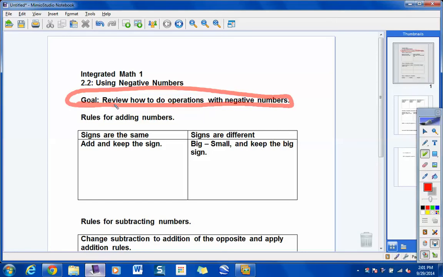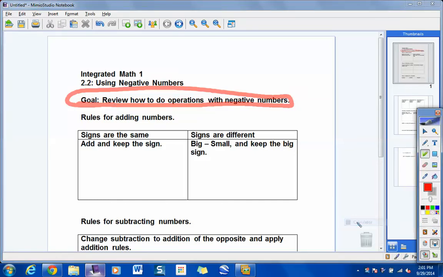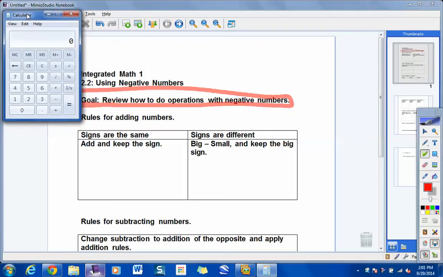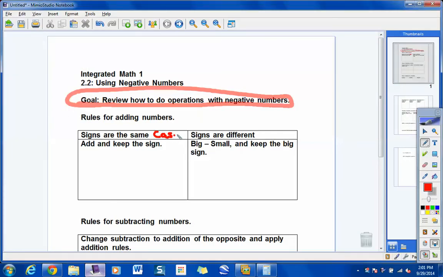Just going to jump right into this, guys. Why don't you pull your calculator up? I'll grab mine here. I want to come up and verify some of these rules right here, okay? First thing I've got up here is rules for adding numbers, and for rules of adding numbers, there's two cases. Case one, where the signs are the same. Or else if I'm adding two numbers, the signs might be different here, right? So I might say this is case two.